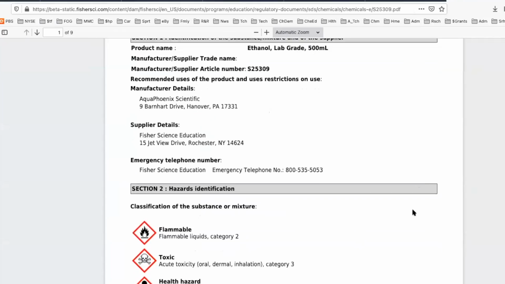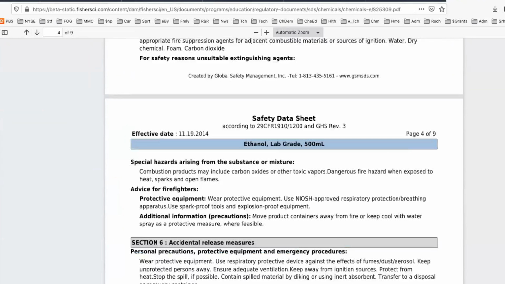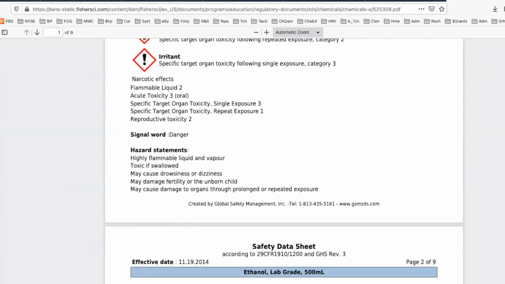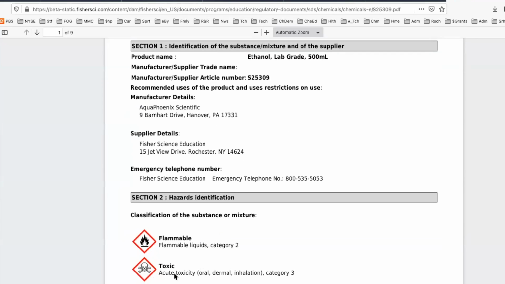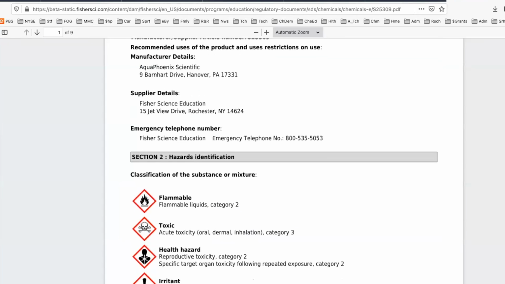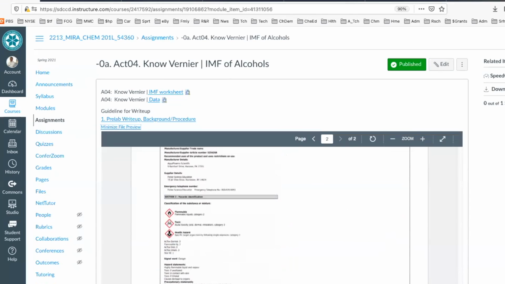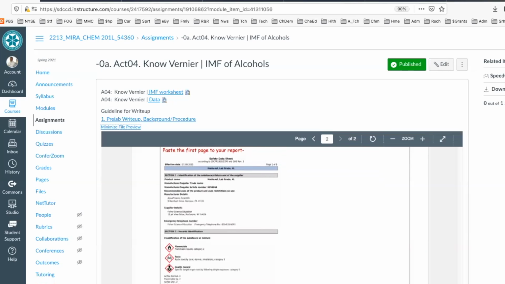It's going to be very lengthy because they give you as much information as possible on that particular chemical. What you want to do is probably just take a screenshot of the first page, because the first page really tells you a lot of information about it. That's really what I'm looking for. Then paste it in your report, and provide the link for that. But that's basically it in terms of the safety.